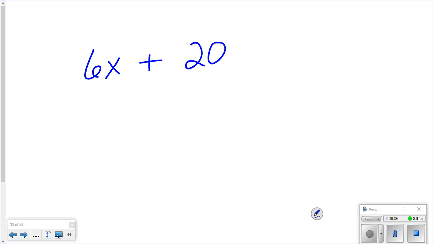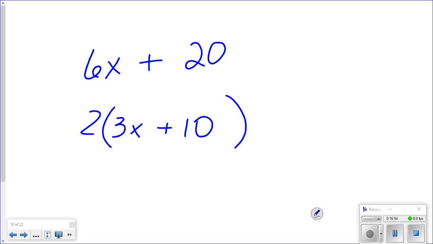It is possible. What do they share, Bella? They share two. You're right. And what did you get, Bella? I got 3x plus 10. Yeah, you're right. This one is possible because they share that group of twos.